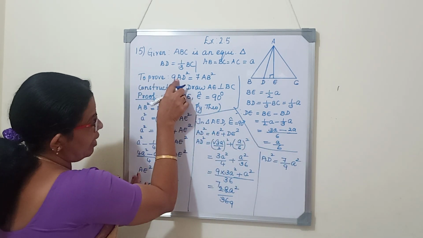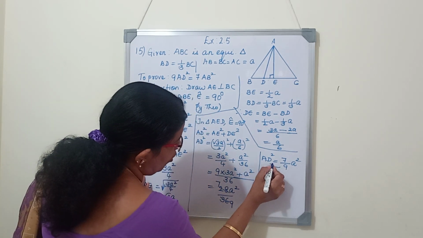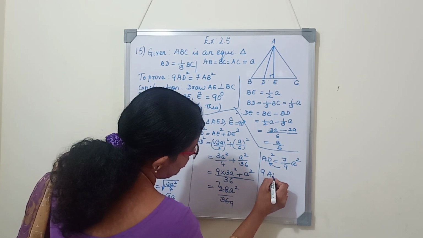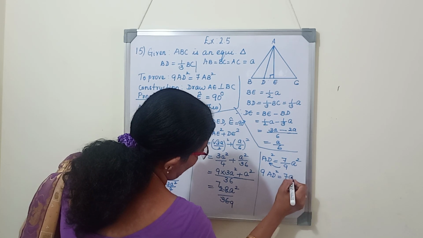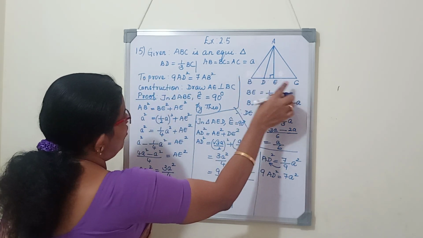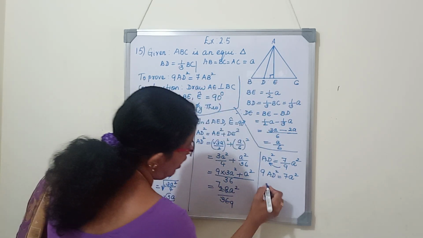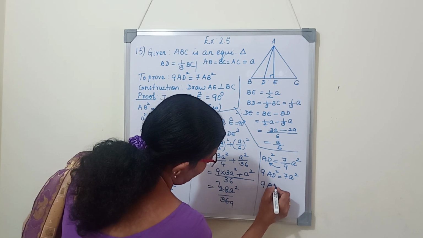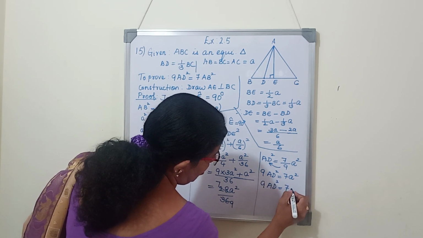And we want to prove that 9AD square. So we will cross multiply. 9AD square equals 7A square. And A is nothing but the side of an equilateral triangle. We wanted to write AB. So we will write 9AD square is equal to 7AB square.